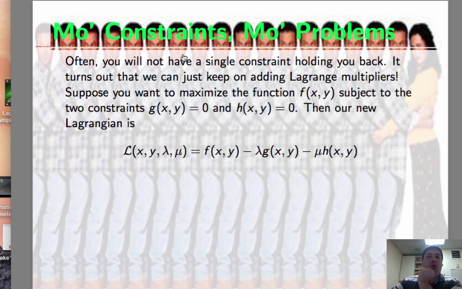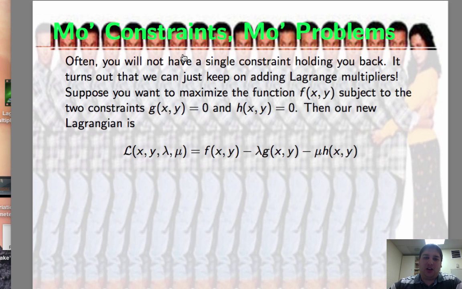So our new Lagrangian here is, I'm still using the same script L, this fancy looking L, to stand for my Lagrangian function. It's still f of x y minus lambda times g of x y, which is exactly what we had before. But now we're also going to subtract mu, the Greek letter mu, times h of x y. So mu is just another Lagrange multiplier. I use mu because lambda is the Greek letter for L, and mu is the Greek letter for M, so they're just sequential. This is typically what you'd see in math literature. Lambda and mu are your Lagrange multipliers.